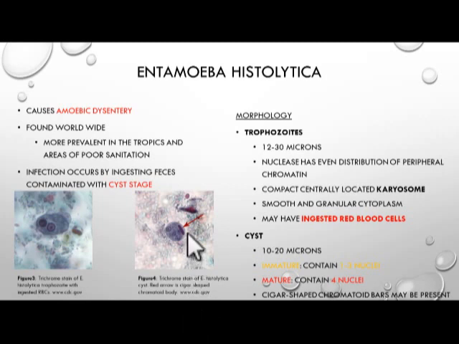On the right here, we have the 10 to 20 micron in diameter cyst stage of Entamoeba histolytica. This seems to be a more immature cyst stage with only 1 nucleus, and it does have a cigar-shaped chromatoid bar present.